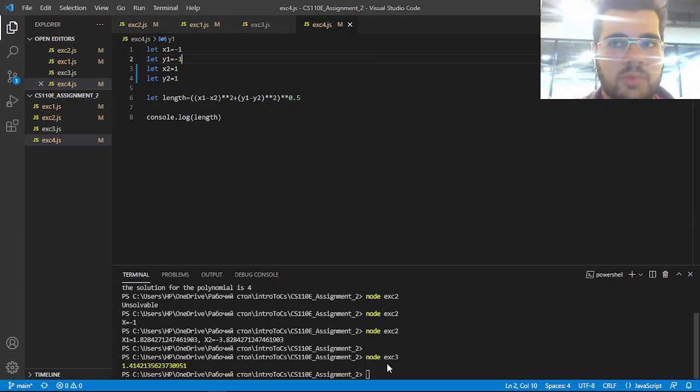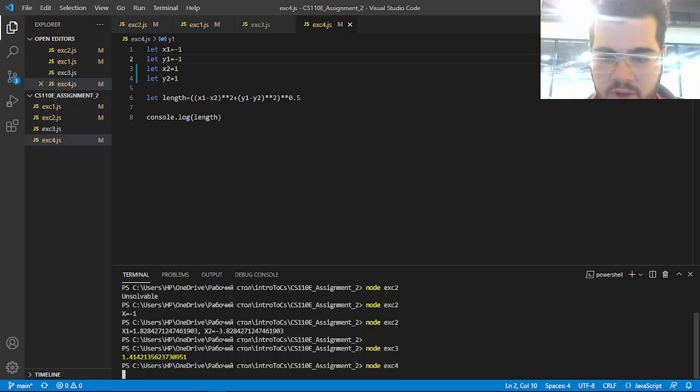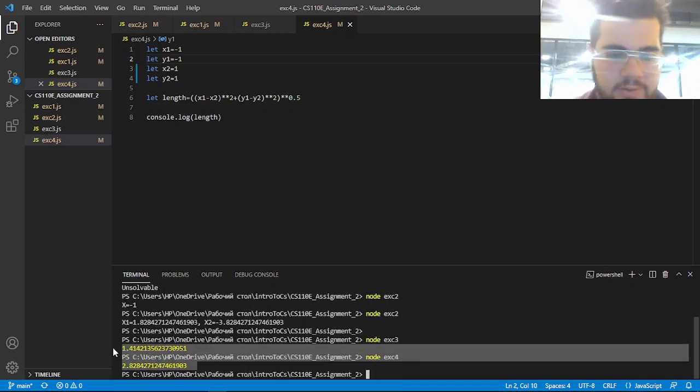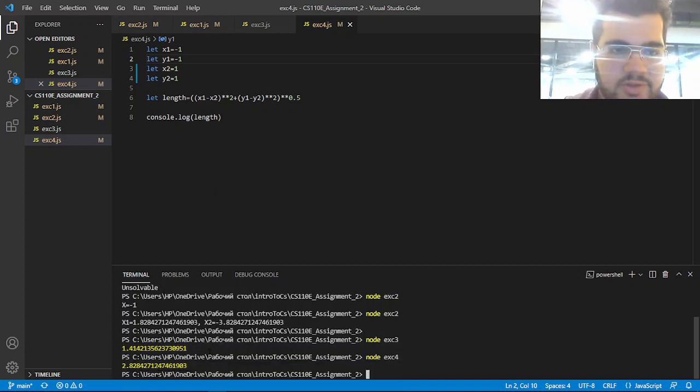2 times the square root of 2, which is basically 2.8 with something. And if we execute our program, it will print the right, correct answer. So our program works fine.